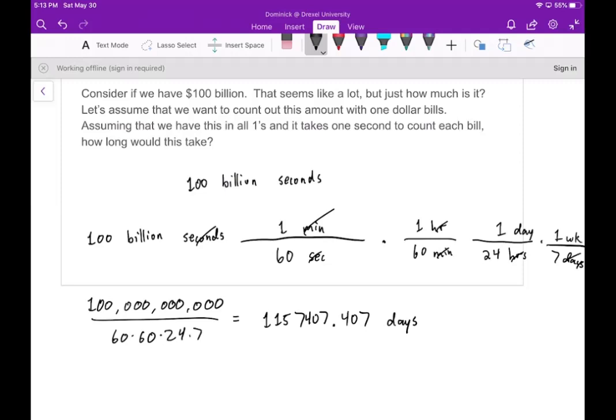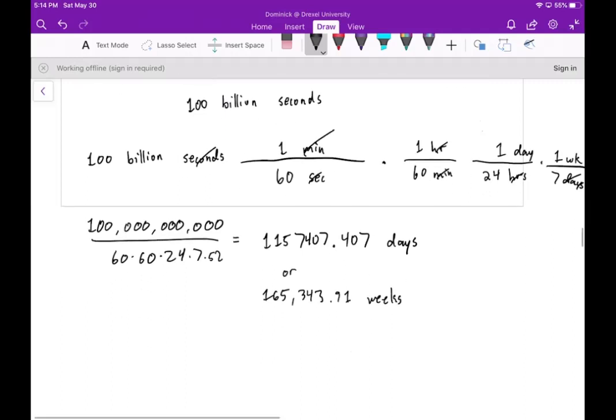So I would need to divide this now by 7. Now, if we do that, if I add in a 7 there, then we're still at 165,343.91 weeks, right? If I add a 52 in there, then that would give me how many years it would take. So if we add in a 52, it would take 3,179.69 years to count out this money.